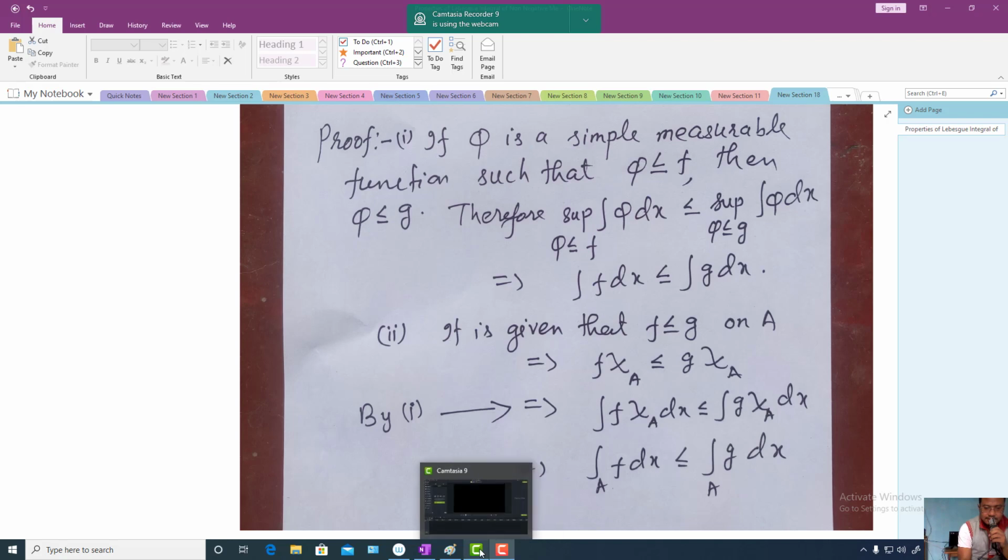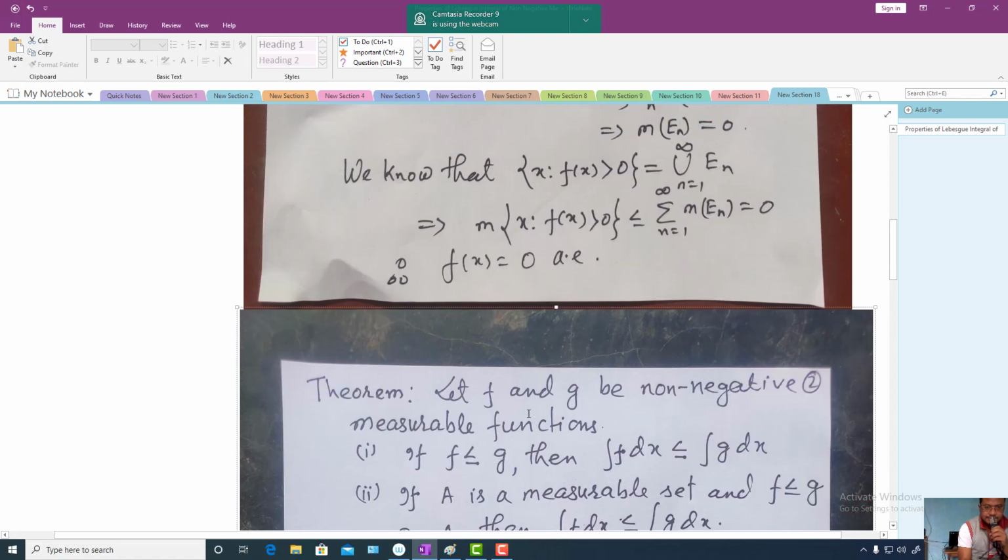Today let us discuss more about properties of the Lebesgue integral of a non-negative measurable function, some elementary properties. These are all important properties. We are going to use these properties in our further studies.